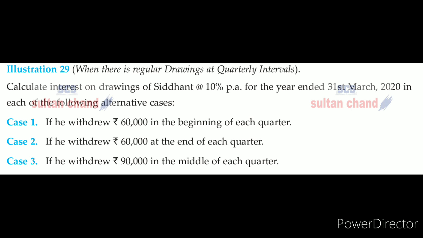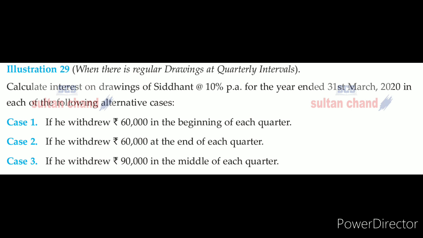In each of the following alternative cases, first case is if he withdrew rupees 60,000 in the beginning of each quarter. The second case is if he withdrew 60,000 at the end of each quarter. And the third case, if he withdrew 90,000 in the middle of each quarter. So three alternative situations are given. The first one we can discuss now.